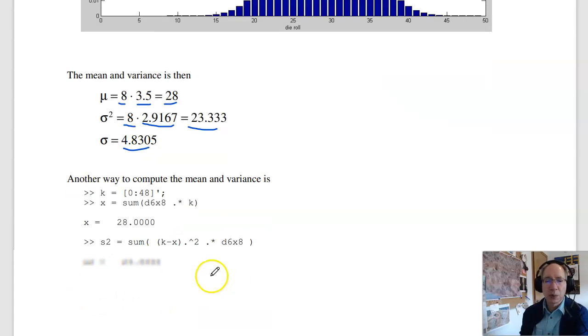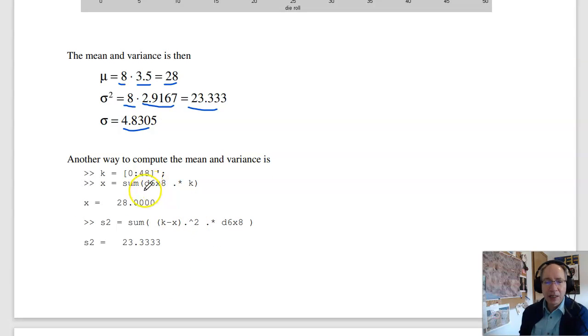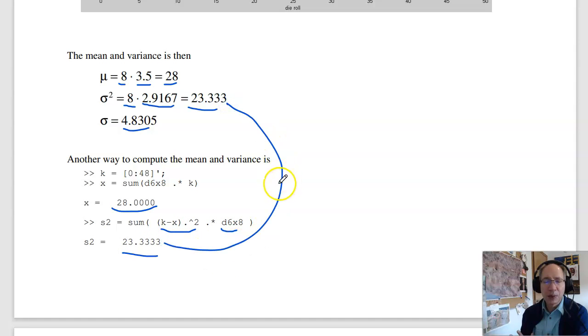That's one way. Second way is the definition. The mean, by definition, is the value times the probability. Add it all up, the average is 28, same as we did before. The variance is the distance from the mean squared times the probability. Add it all up, I get 23.3, which is the same thing we calculated for the variance this way. So either way works.